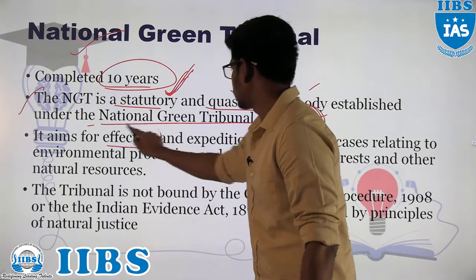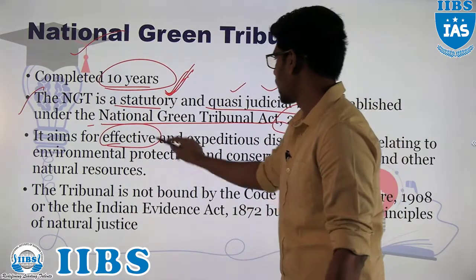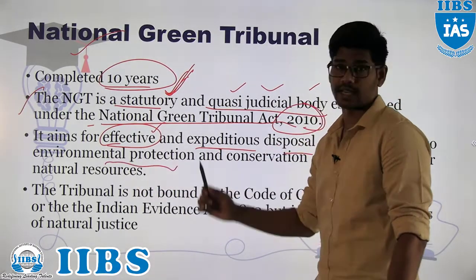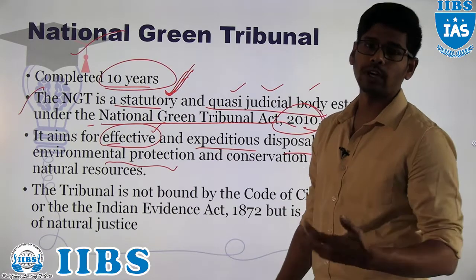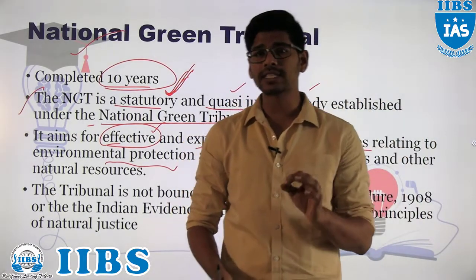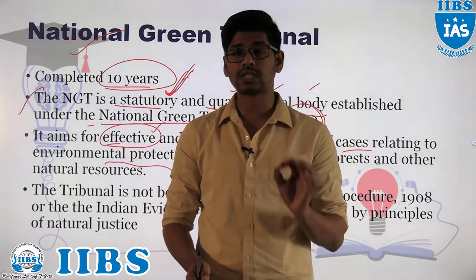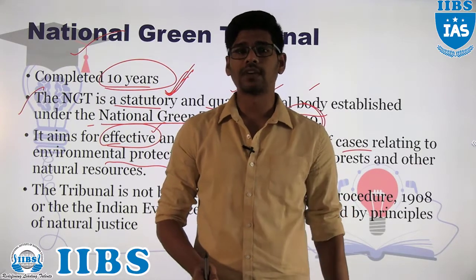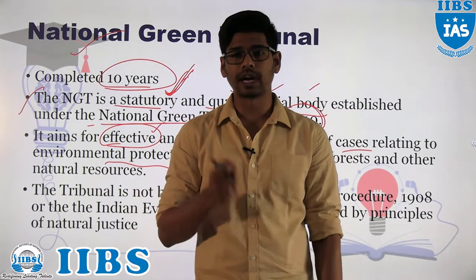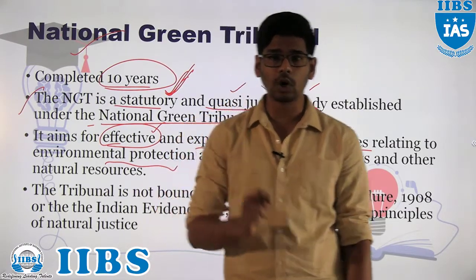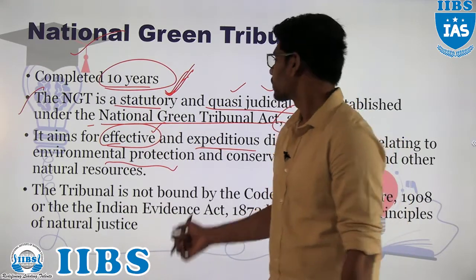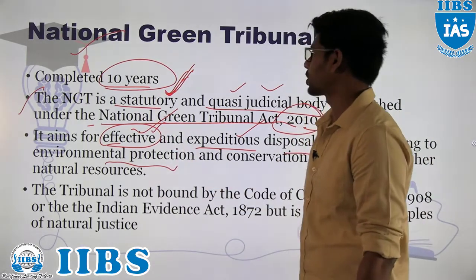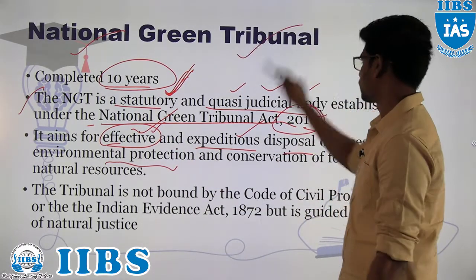What is the main purpose of the National Green Tribunal? It aims for the effective and expeditious disposal of cases relating to environmental protection, as we discussed. The environment is protected under Article 21. The right to a safe environment is under the ambit of the right to life and personal liberty. The right to a healthy and safe environment is also a fundamental right. Because the environment has to be protected, cases related to environmental protection are taken up by the National Green Tribunal.